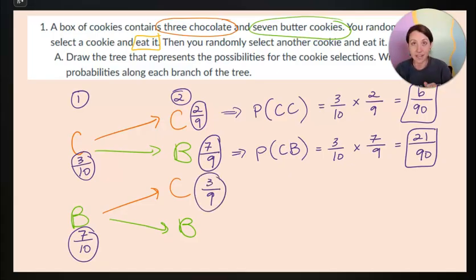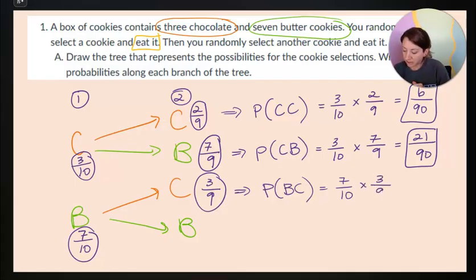Okay, so that means the probability that we have butter and then chocolate would then be 7 out of 10. So we're taking this probability that we eat a butter first, multiply that by the probability that we have chocolate second. So in this case, we also get 21 out of 90. Alrighty. Now, the last one, butter and then butter. So we're looking at the probability that we have a butter cookie and then another butter cookie. So again, we're back to 9 cookies.